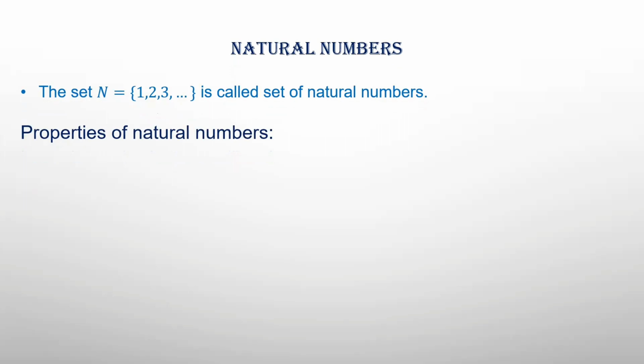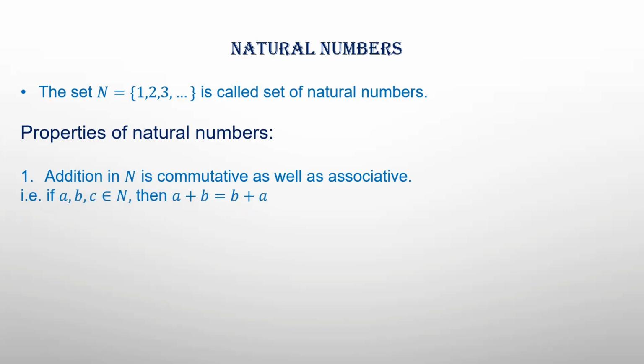What are the properties of natural numbers? First property: addition in N is commutative as well as associative. That is, if A, B, C belong to natural numbers, then A plus B is equal to B plus A, and A plus (B plus C) is equal to (A plus B) plus C.